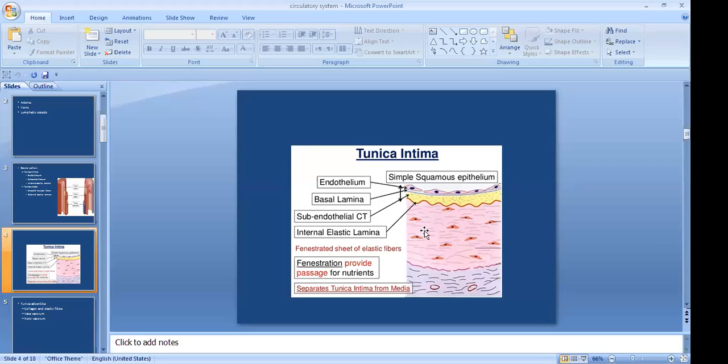Now you see this is the tunica media. So tunica media is composed of smooth muscle fibers arranged concentrically, not longitudinally. And the outer layer of the tunica media is the external elastic lamina. You see here, this is the external elastic lamina.